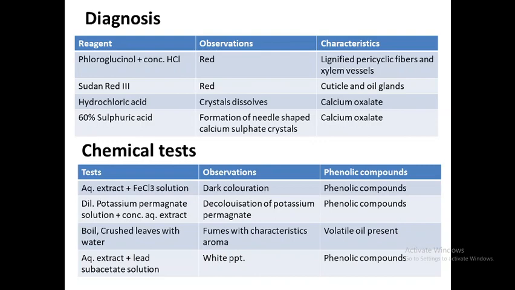Then when you boil the eucalyptus and crush leaves with water, then the fumes with characteristic aroma is produced due to the volatile oil. So this is the volatile oil shows the characteristic aroma in eucalyptus. Then when the aqueous extract treated with lead subacetate solution, the white precipitate is produced due to the phenolic compounds in eucalyptus.